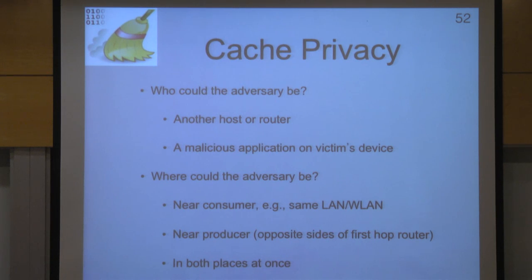All right. So the adversary could be near the consumer. Then the adversary would try to figure out whether the consumer is requesting certain content. The adversary could be near the producer and is trying to figure out whether somebody is requesting content from a given producer. Or it could be in both places at once. And the reason that kind of adversary is relevant is if the adversary is near the producer and near the consumer, and the consumer and producer are actually having a two-way conversation, the adversary could somehow try to establish that they are indeed talking.